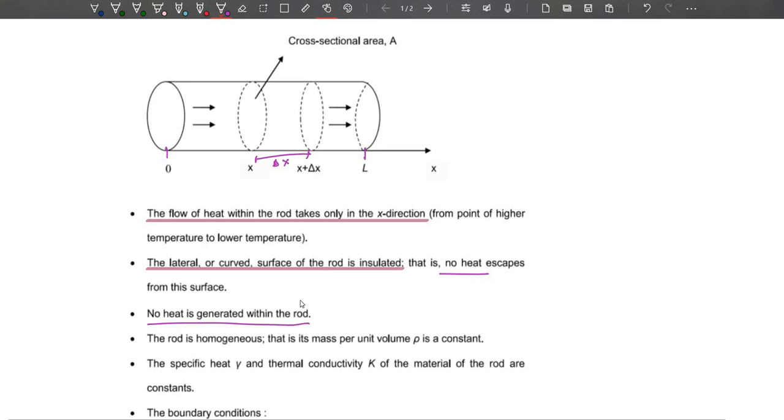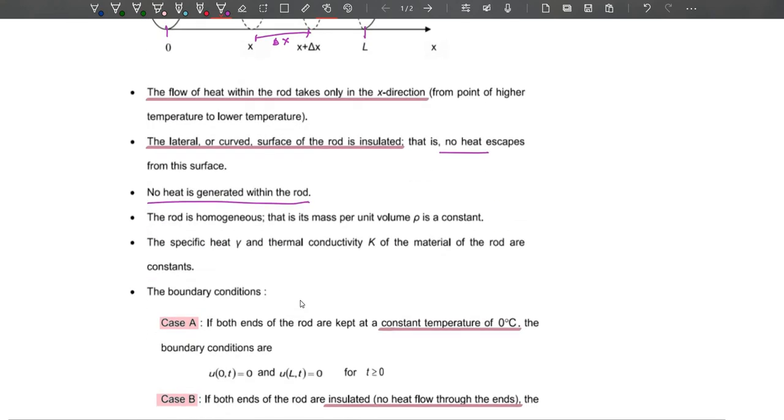Next, the rod is homogeneous. That means its mass per unit volume, rho, is a constant. The specific heat gamma and the thermal conductivity kappa of the material of the rod are constants too.